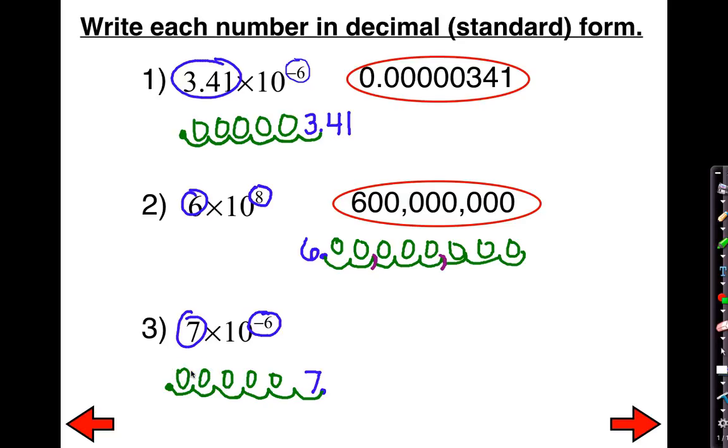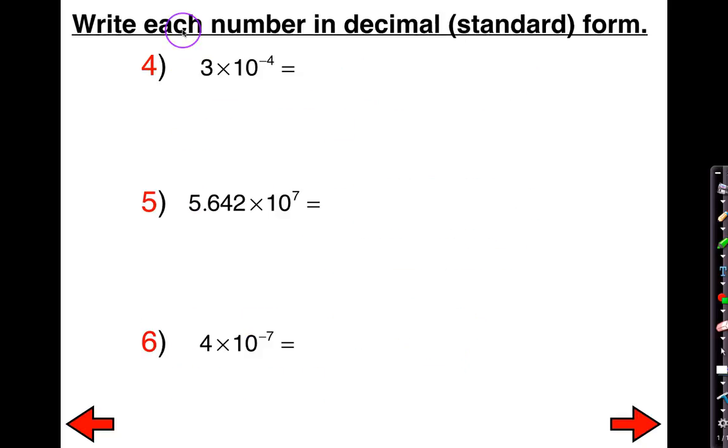Notice here, since the number is small, we don't use commas. So here, I'm just going to go ahead and write my number. Notice there is 1, 2, 3, 4, 5, and there's 5 zeros here. At this point, I would like you to go ahead and pause the video and try the next 3 problems on your own.